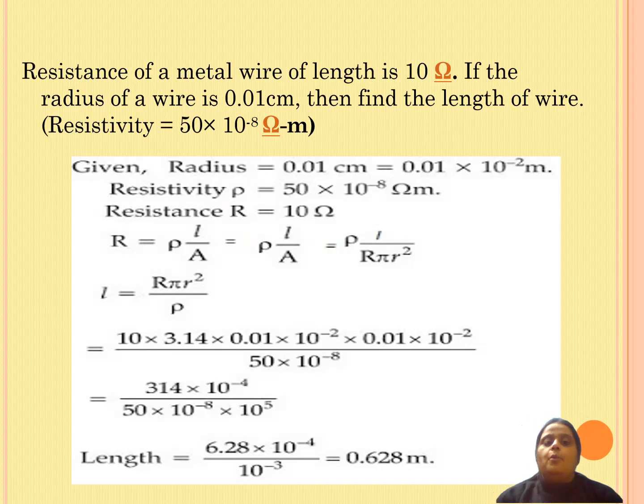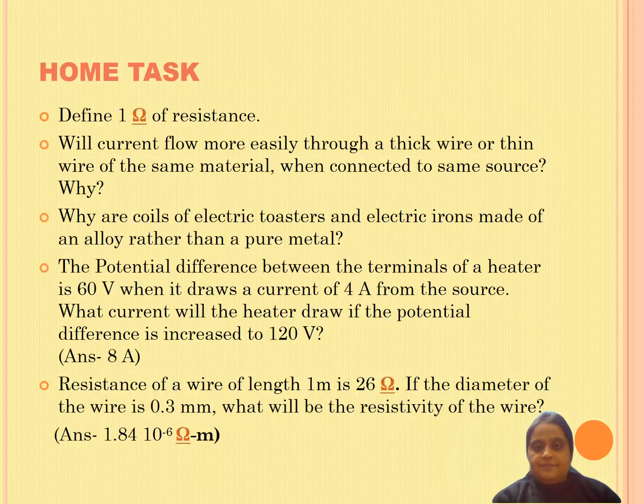So what is the radius given? 0.01 centimeter. Convert into meter. Always remember to use SI units, or convert into meters. That will be 0.01 into 10 to the minus 2 meter. Now, what is the area? Pi r square. What is the cross section of the circle? That is pi r square. Pi is 3.14, and the radius is 0.01 into 10 to the power minus 2 meter, right? So by using this formula we can find out the length, that will be 0.602 meters, right? Easy. You only have to take care of the calculation, nothing else.